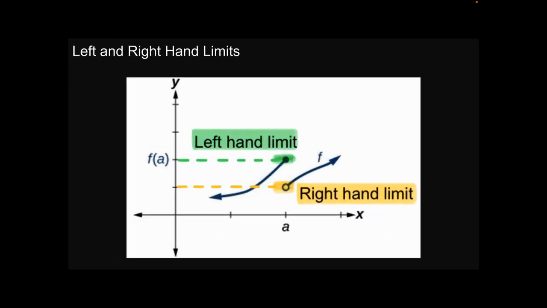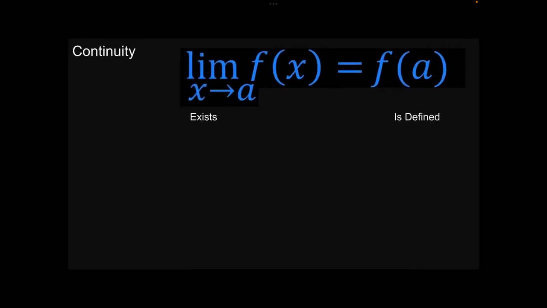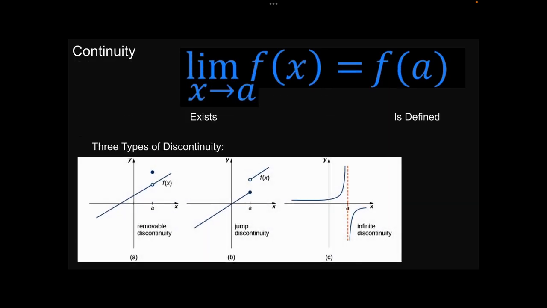Left and right hand limits are limits evaluated or approaching from the left or right side of the graph. An overall limit only exists when the left and right hand limits are equal. A function is continuous at a point if the function output is defined and equal to the overall limit that exists at that point. There are three main types of discontinuity. As you can see from the examples, they each have a point where one of the conditions for continuity is not met.